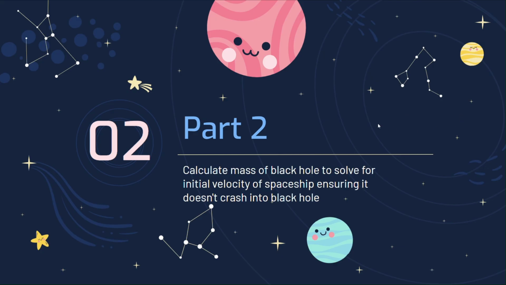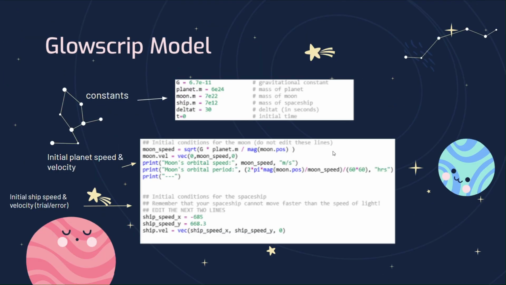For part 2 of this lab, we calculated the mass of a black hole to solve for the initial velocity of a spaceship, ensuring it doesn't crash into the black hole. Taking a look at this code, we have our constants up here, which have our gravity and our masses, and we also included the mass of the black hole. Down here we have our initial planet speeds and velocities, and these are our initial ship speeds and velocities, which were calculated through trial and error.